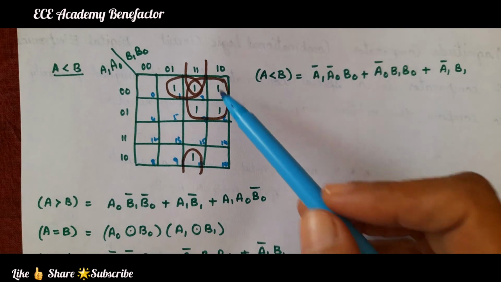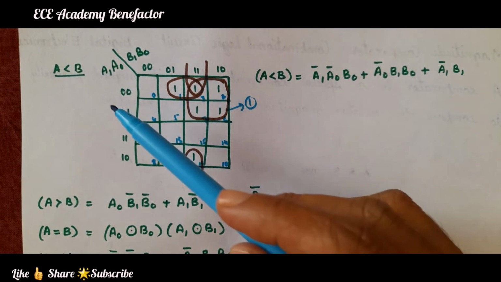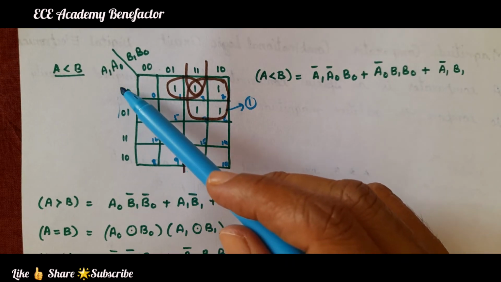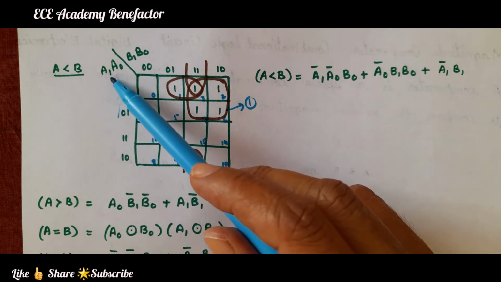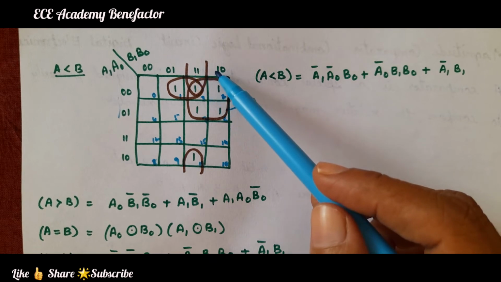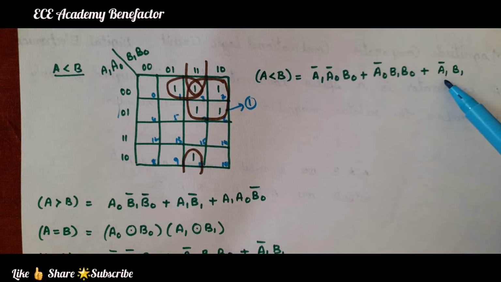Now we have one quad. For this quad, in these two rows, what is common? 0 is common. What is 0 indicating? A1 bar. In these two columns, what is common? 1 is common. What is 1? B1. So we can write the term A1 bar B1.